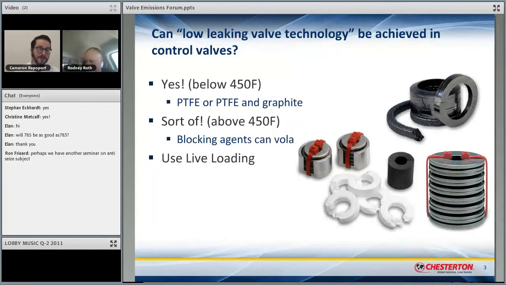All right, yeah, and just so it's got cut off on the slide, but it says blocking agents can vola, and that's volatilize. So over 450, you're going to get some degradation of PTFE.